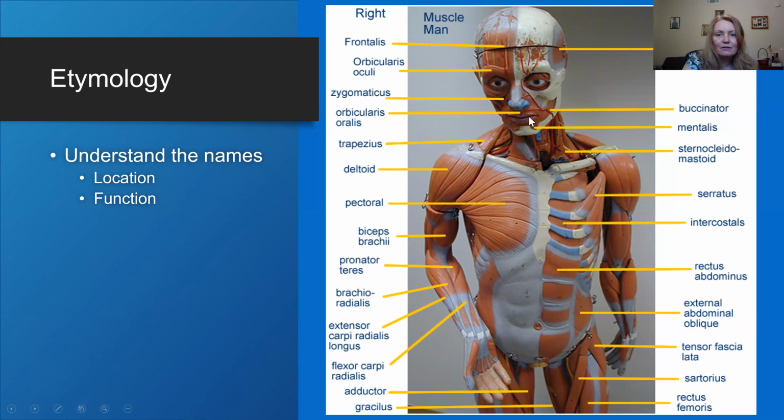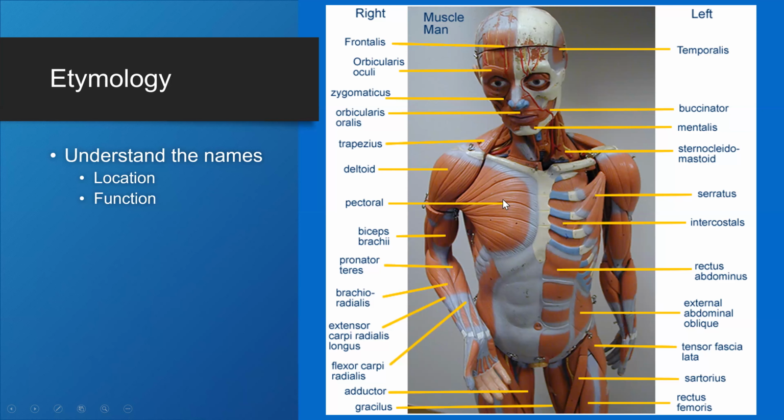Okay, then we have brachioradialis, extensor carpi radialis longus, flexor carpi radialis, and we will cover all these muscles in detail, and I will try to help you understand their action and location and how you can find them on a mannequin, right? So it's all coming up.